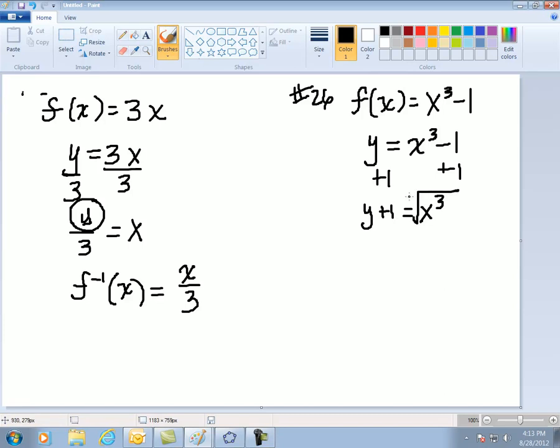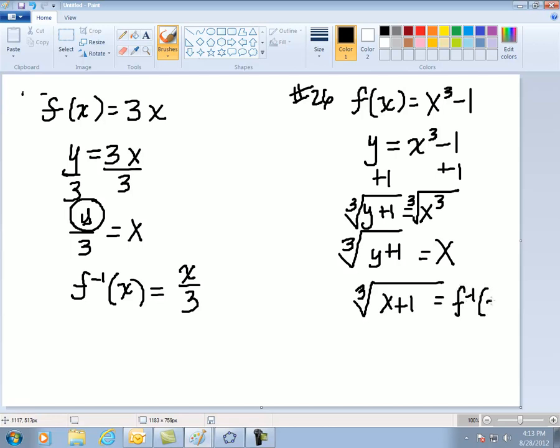Next, I'm going to take the cube root of each side. Over here, I'm left with x. And over here, I'm left with the cube root of y plus 1. But now my final step is to replace my y with x. And I get the cube root of x plus 1 is equal to my inverse function.